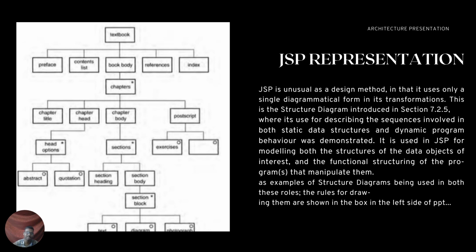The first topic is JSP representation. JSP is unusual as a design method in that it uses only a single diagrammatic form in its transformations. This is the structure diagram introduced in section 7.2.5, where it was used for describing the sequence involved in both static data structure and dynamic program behavior. It is used in JSP for modeling both the structure of the data objects of interest and the functional structure of the program that manipulates them.